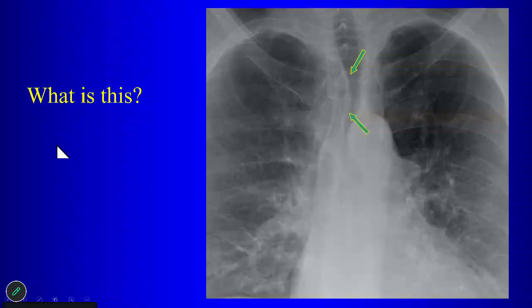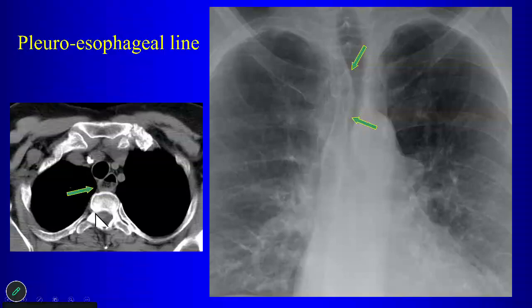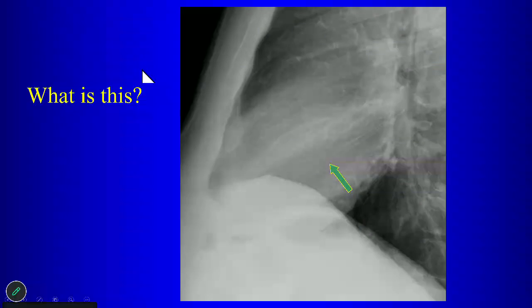All right. So this line over here, who can tell me what that is? Please speak up. The pleuroesophageal line. Yes, that is the pleuroesophageal line. So if there's air in the esophagus, you may see the right lateral wall of the esophagus against the trachea, because there's air in the lung and air in the esophagus, and then we can see that superimposed on the trachea. That is the pleuroesophageal line.